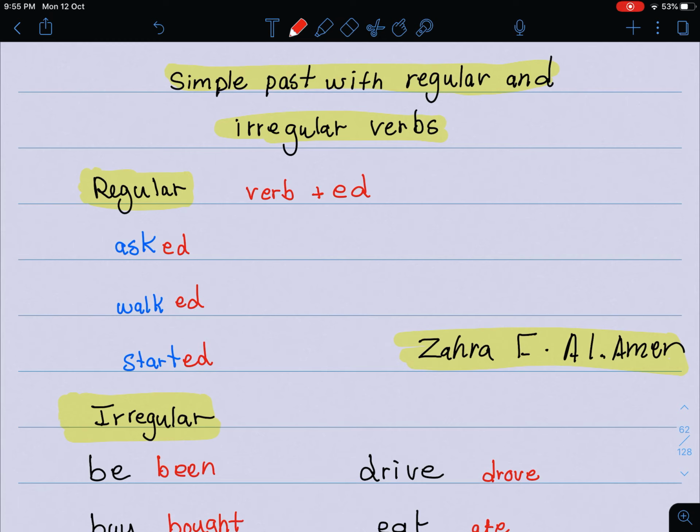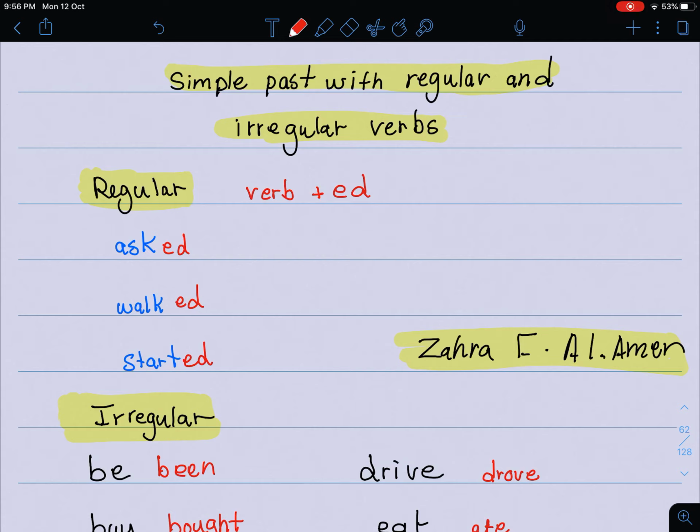Now let's move on to this very important rule, which is the simple past with regular and irregular verbs. I use the simple past when I want to talk about something that happened in the past and finished. To talk about things that happened in the past and we know when they happened, like yesterday, 2 weeks ago, 3 months ago, last week and so on.